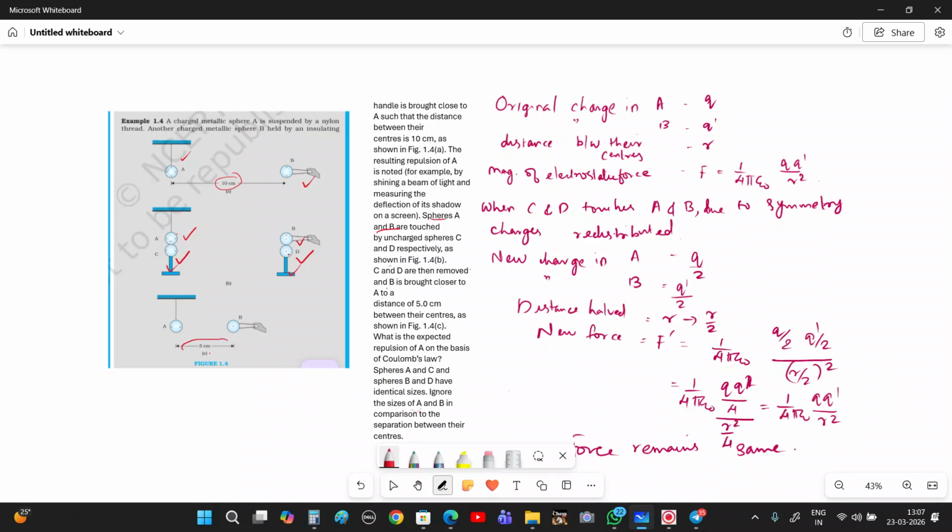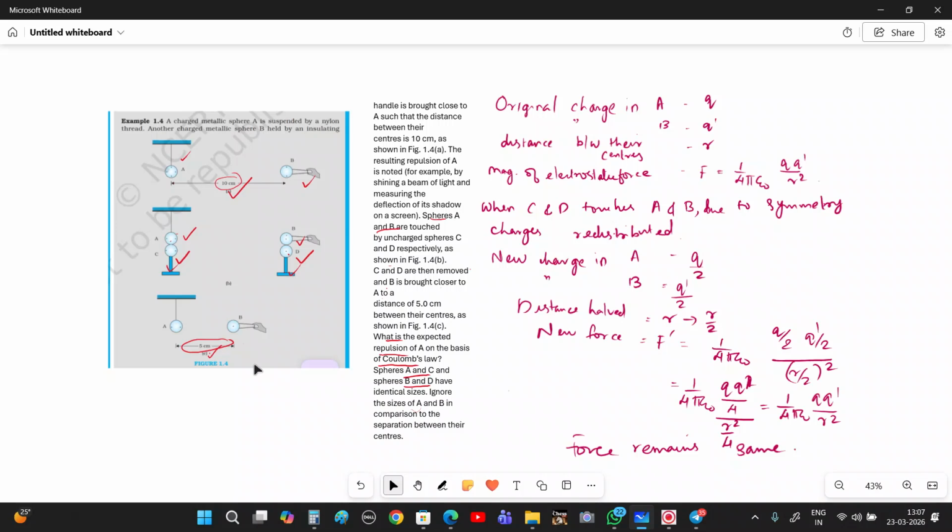Now the distance between them is halved. Earlier it was 10 centimeter, now they made it 5 centimeter. And the question is, what is the expected repulsion of A on the basis of Coulomb's law? Also it is given that spheres A and C, and B and D, are all of identical sizes. Ignore the size of A and B in comparison to the separation between their centers. These are all the things given in the question.